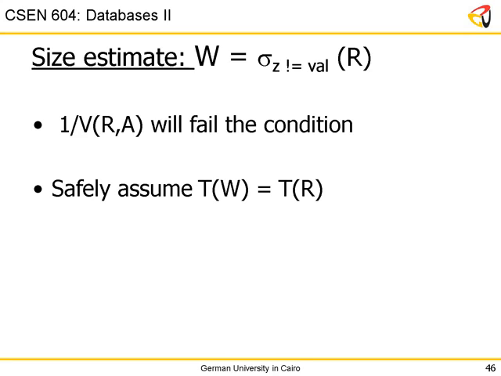If I say select star from R where Z not equal to 5, I will include 1 to 4 and 6 to 10. What that means is my result set size is almost the same as the table size minus 1. And for that purpose, I will just ignore the minus 1. I will say that T of W is equal to T of R. Okay? I will say that it's the same size. It's not entirely true. But remember, this is an estimate, so it's okay. We can get away with it. We can say, okay, it's going to be the same.